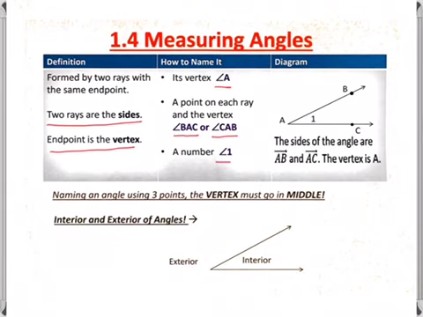Naming an angle uses 3 points. The vertex must go in the middle, so don't forget that. When you're naming it using 3 points, the vertex has to go in the middle. And when you talk about angles, you have the interior and the exterior of the angle.